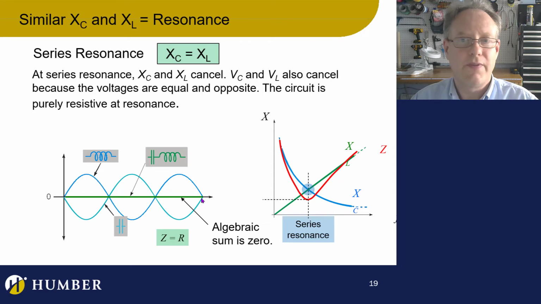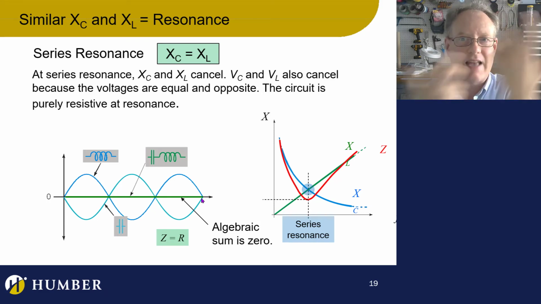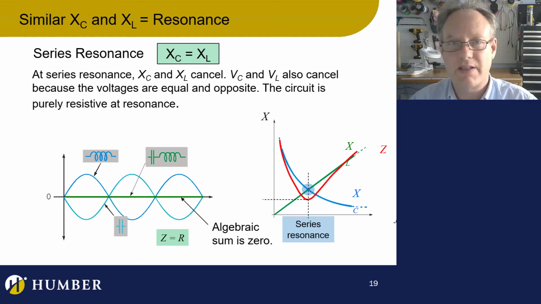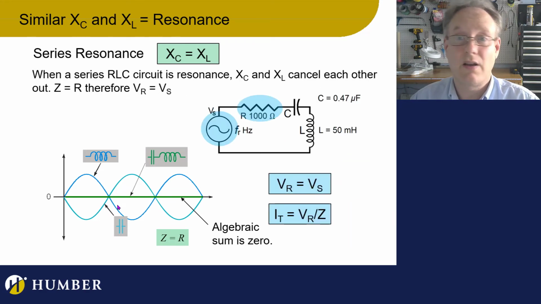Really? Yeah. There's no voltage drop across the two of them together. Each one has its own voltage drop, but because they're out of phase, they cancel each other out. And technically, there's no voltage drop in the circuit at all when we're at resonance across either the inductor or the capacitor. The entire voltage drop is across just the resistor.